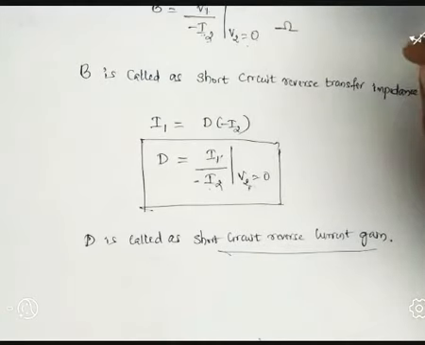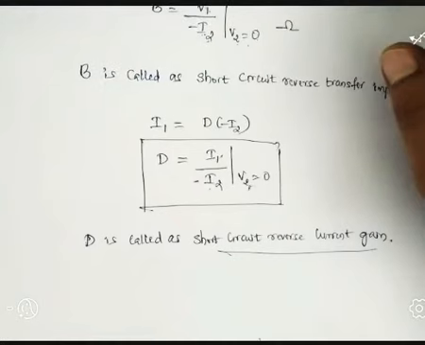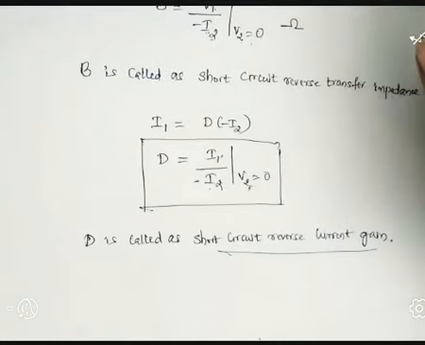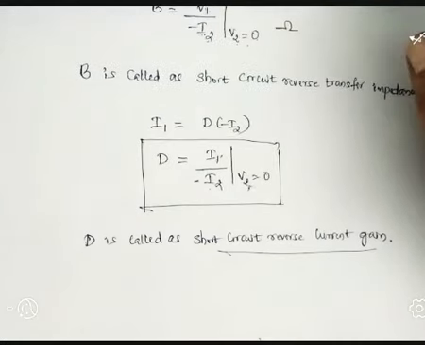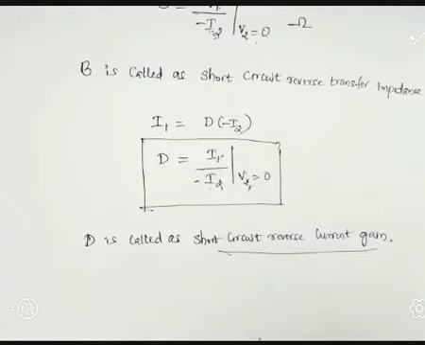Also, these ABCD parameters are useful in analysis of two or more networks connected in cascade or chain. Because of that reason, ABCD parameters are also called chain parameters.